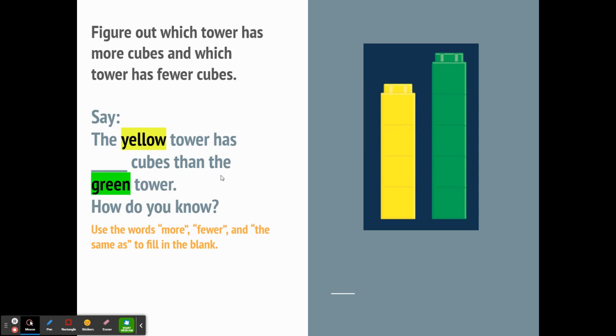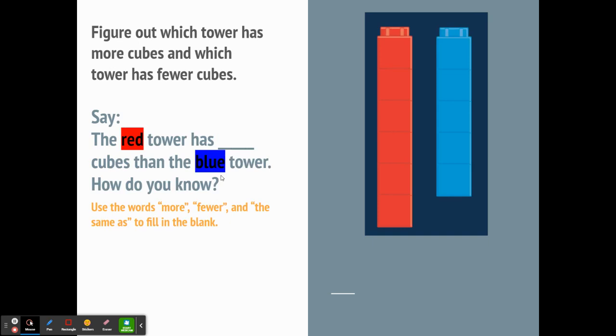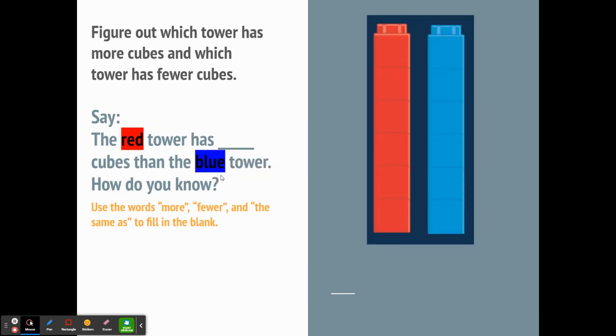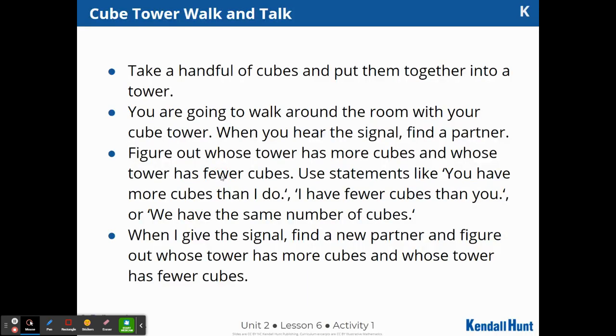And then this is another activity that I added about building the tower and just reinforcing them looking at how many there are, which one has fewer, which one has more, and just having a little bit more discussion. Now, if the kids get this, you can just do a couple of them and then move on to another activity. But this one gives you several examples of more and fewer.